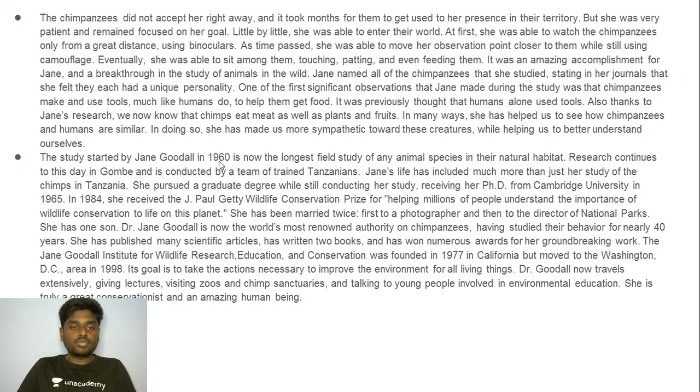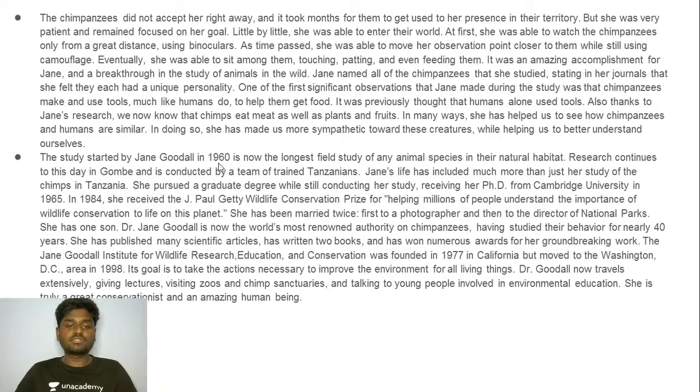The study begun by Jane Goodall in 1960 is now the longest-running study of any animal species in its natural habitat. Research continues to this day in Gombe and is conducted by a team of trained Tanzanians. Jane's life included much more than just her study of the chimps in Tanzania. She pursued a graduate degree while still conducting her study, receiving her PhD from Cambridge in 1965.